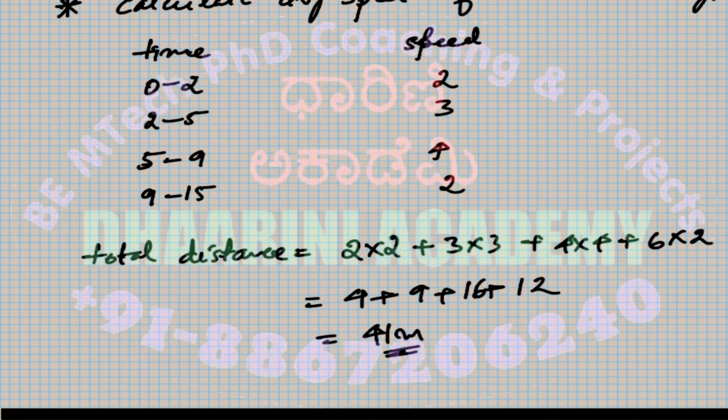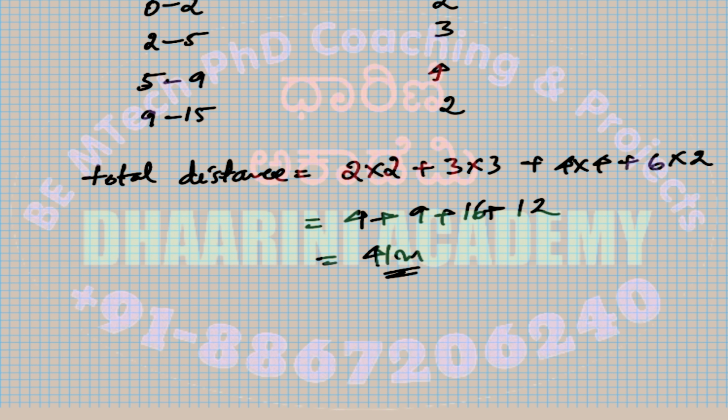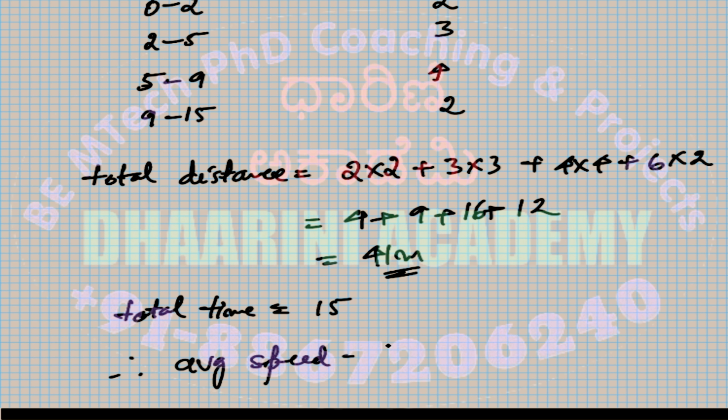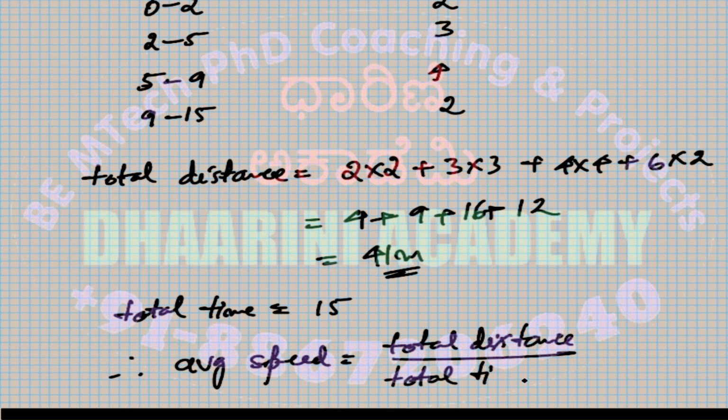All right. Now I need to calculate the total time taken, right? So total time is equal to total 15 seconds, right? Because starting from 0, it goes till 15 seconds. So therefore, the average speed is equal to the total distance divided by total time as per the equation. So that is 41 by 15, right? Units meter per second.